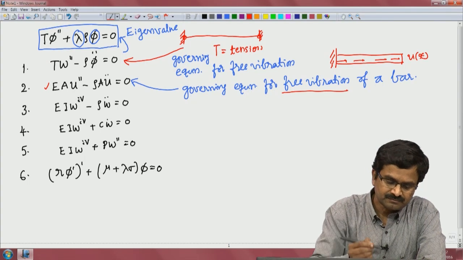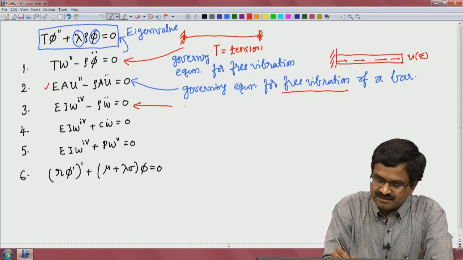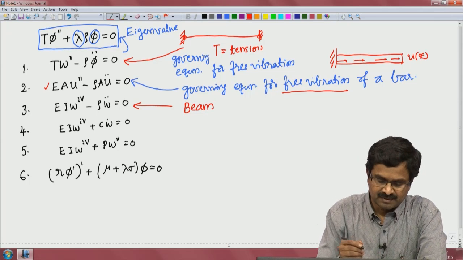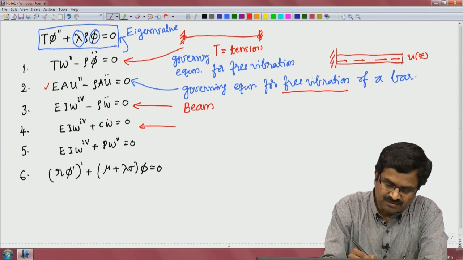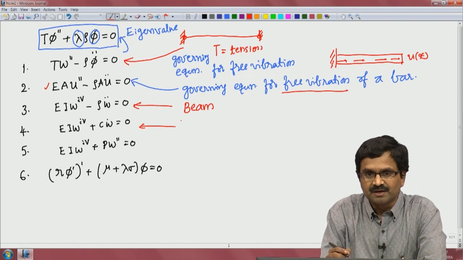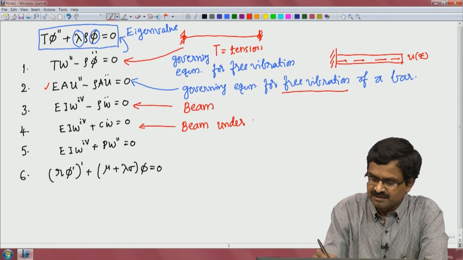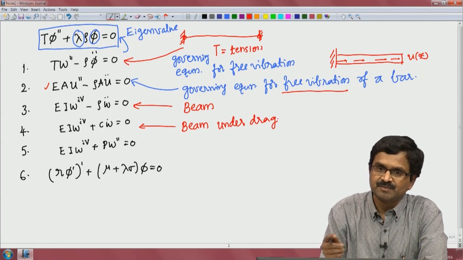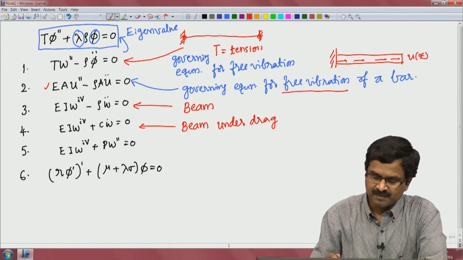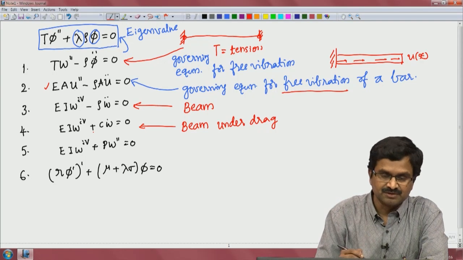Now, this one over here, as you may recognize, is for a beam, transverse free vibrations of a beam, and this one here where there is only W dot, no W double dot, is for a beam under drag. That is, I have a musical instrument wire fixed there, and then you drag it in water, and at that time what will be its natural frequencies. That is what this equation is.